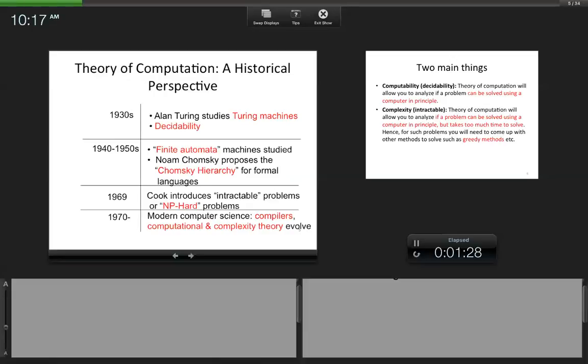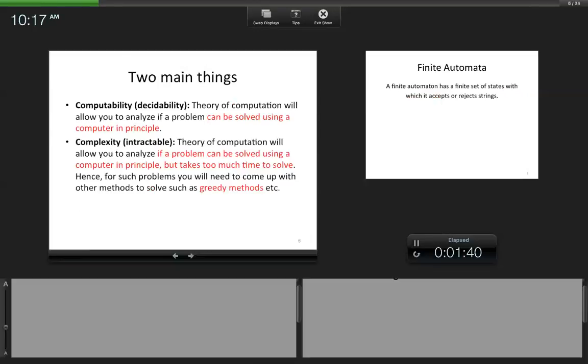So you should give credit to Alan Turing, and not to Steve Jobs or Bill Gates. Alan Turing did all the hard work, and then they just used his theory to build computers. Again, there are two main things that you're going to encounter in this course: computability and complexity.